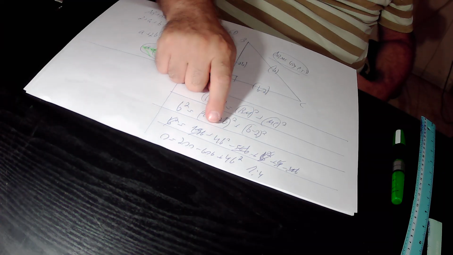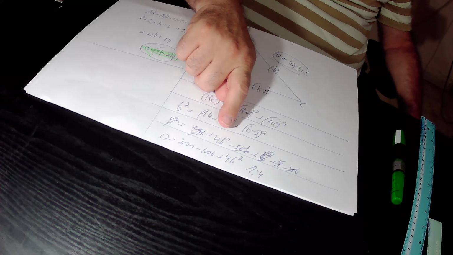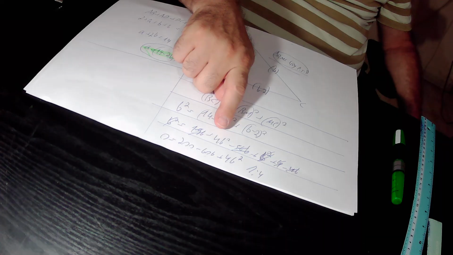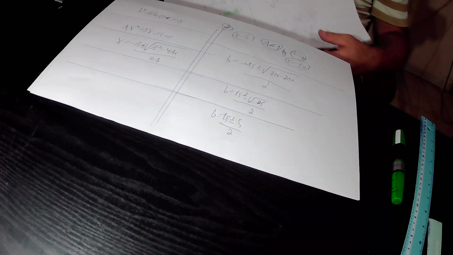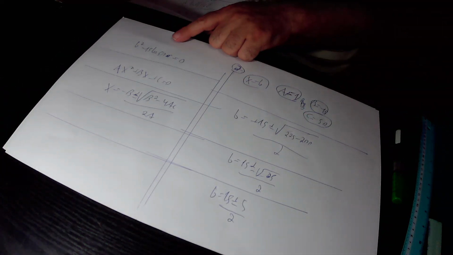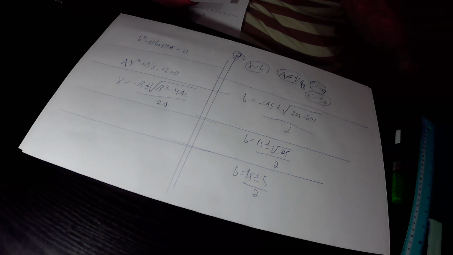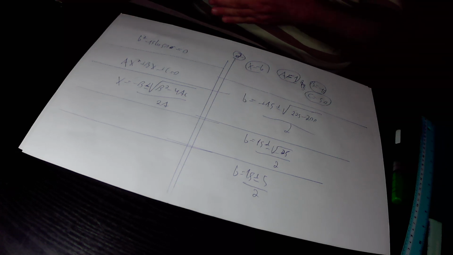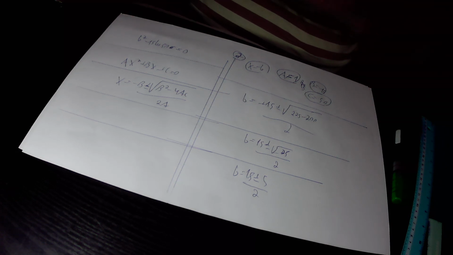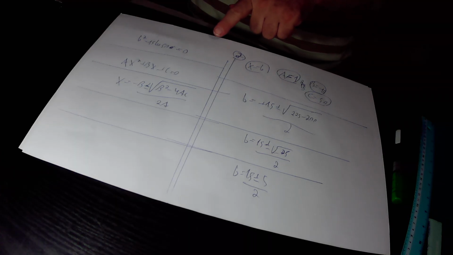Here we divided this equation by 4 and found that 4B squared over 4 is B squared, minus 60B over 4 is minus 15B, and 200 over 4 is 50. So in total, B squared minus 15B plus 50 equals 0. This is a quadratic equation, and the general form of a quadratic equation is ax squared plus bx plus c equals 0.